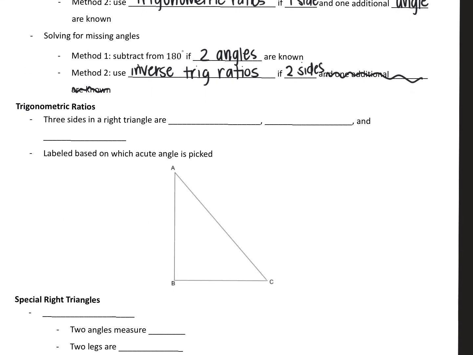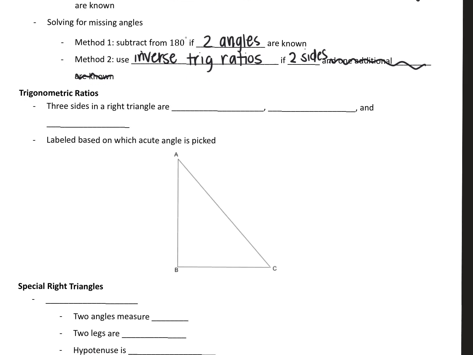Okay. So trig ratios. In trig ratios, we label the three sides of our triangle as opposite, adjacent, and hypotenuse. Now the opposite and adjacent sides are labeled based on which acute angle is picked.